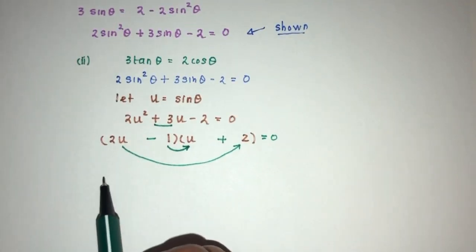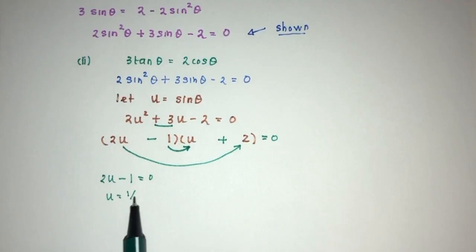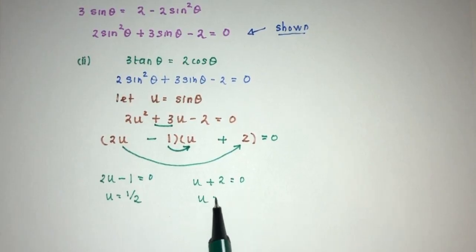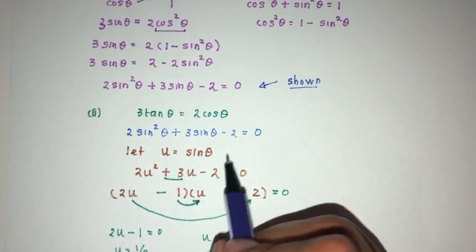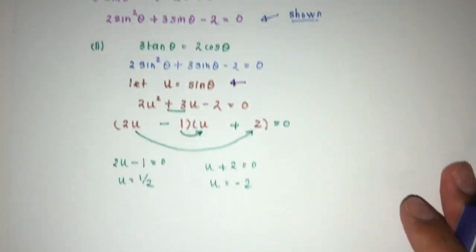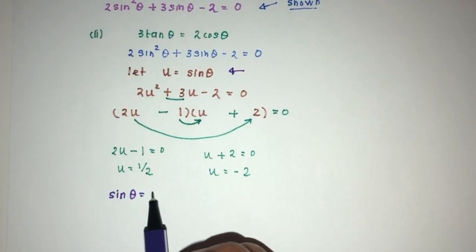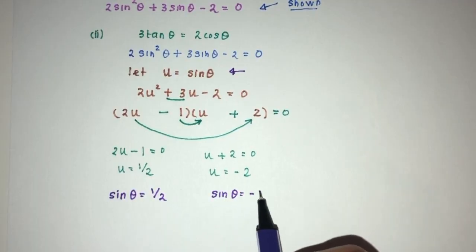So let's solve. First one will be 2u minus 1 will be 0, so u will be the value of half. U plus 2 will be 0, u will be the value of minus 2. Now again, we're not trying to find the value of u, we're trying to find the value of theta. So replace this one back in the main equation. So u is equal to sine theta. So sine theta is the value of half, and sine theta is the value of minus 2.